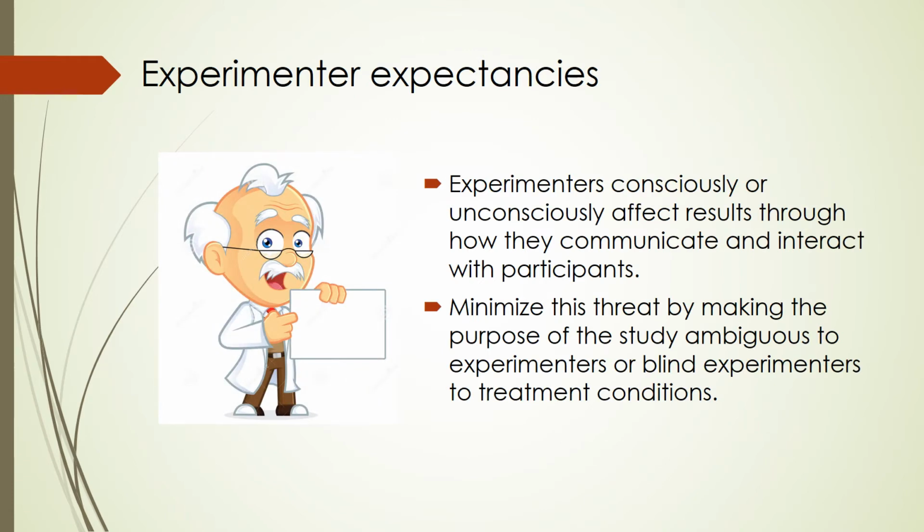Yes, of course, it is experimenter expectancies. Dr. Neumeier consciously or unconsciously affected the results through how he communicated and interacted with the participants. The way he could minimize this threat is by making the purpose of the study ambiguous to experimenters or blind experimenters to treatment conditions.